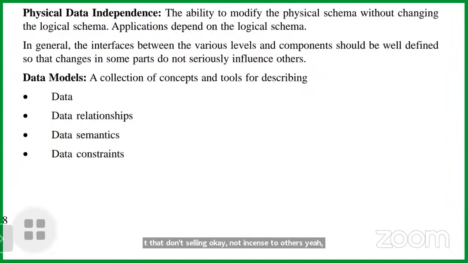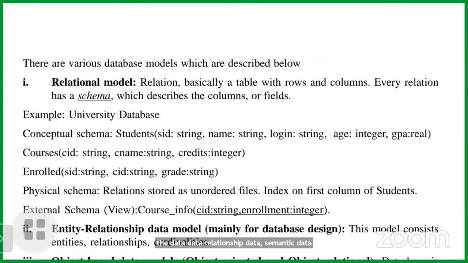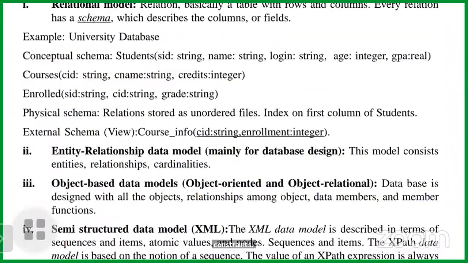Now he has given the topic here, data models. So what are data models? A collection of concepts and tools for describing data, data relationships, data semantics, and data constraints. Now see one by one. So again he has given the relational data model. As I said before, we have 5 types of data models here.